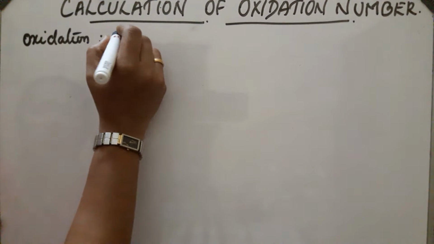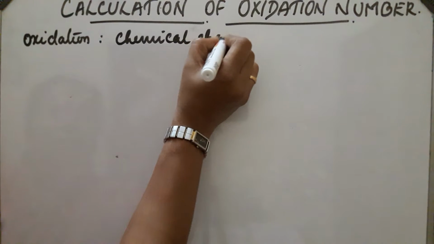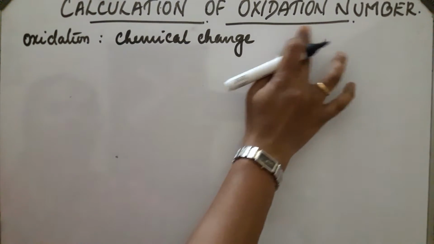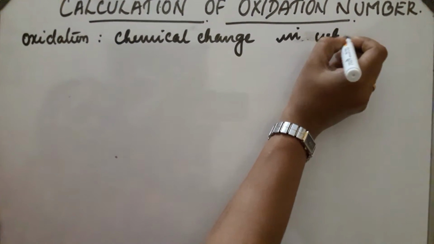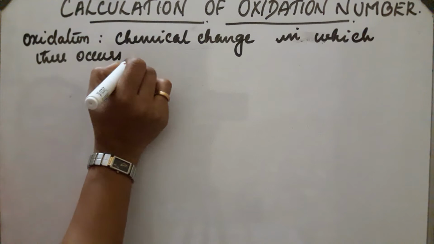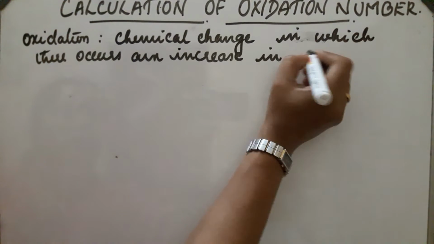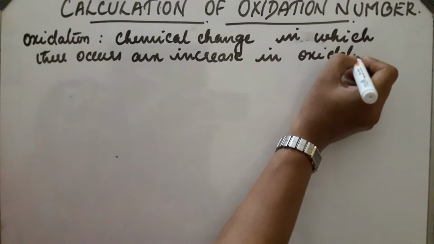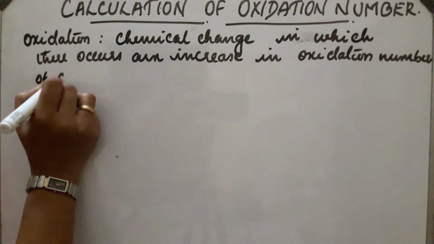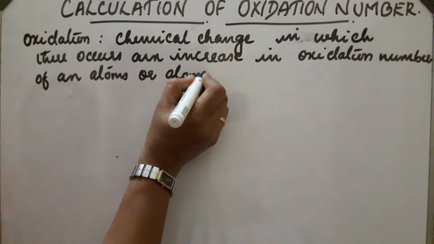So oxidation is defined as the chemical change in which there occurs an increase in oxidation number of an atom or atoms.